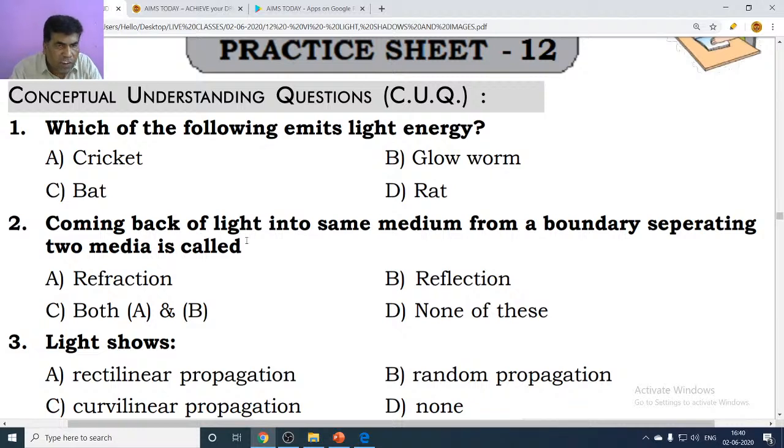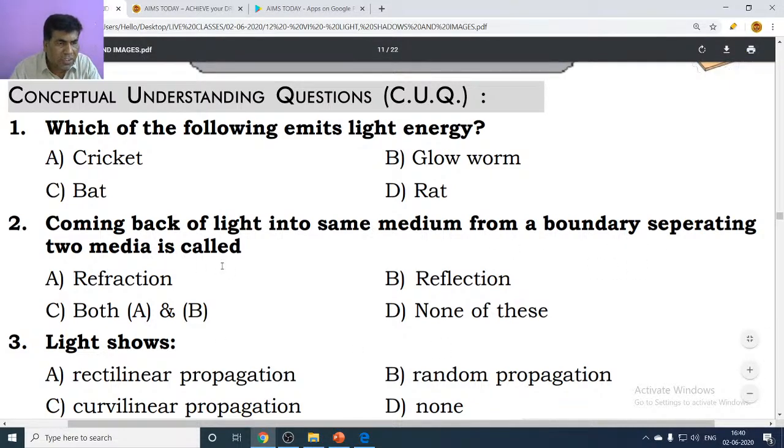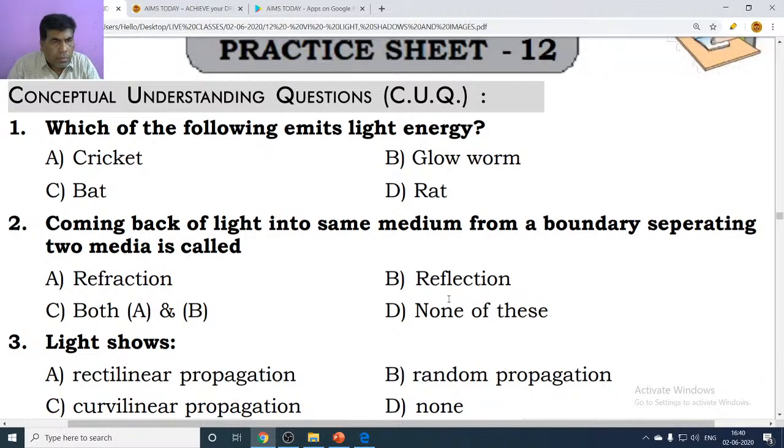Coming back of light into the same medium from a boundary separating two media is called what? Coming back of light, or we call it bouncing of light, into the same medium. What is the answer? Refraction, reflection, both A and B, none of these. Try to guess the answer.